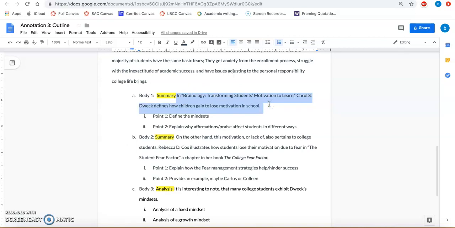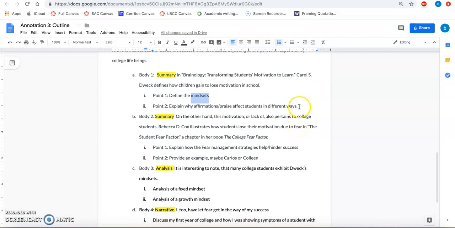Remember that the topic sentence should highlight the main points, or in other words, the purpose of that body paragraph as a whole. So here, the topic sentence is, in Brainology, Transforming Students' Motivation to Learn, Carol S. Dweck defines how children gain or lose motivation in school. So, what we're going to do here for the first point is define the mindsets. In order to really understand how Dweck defines how children lose motivation in school, it's important to really understand those mindsets.